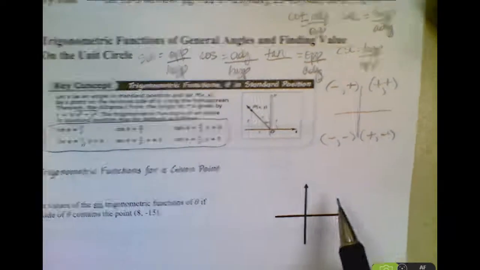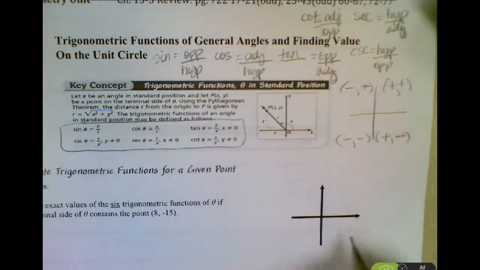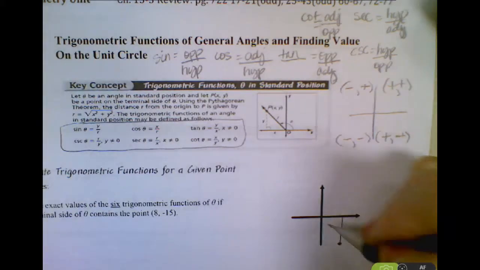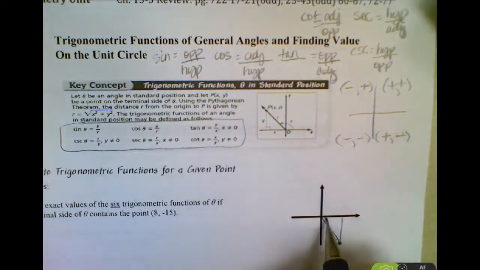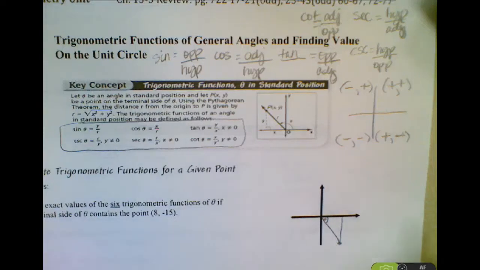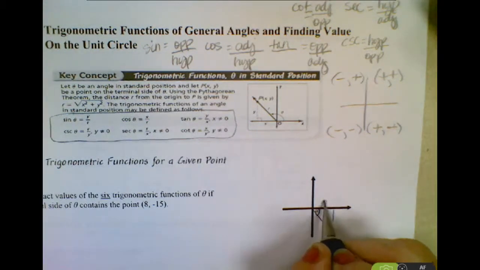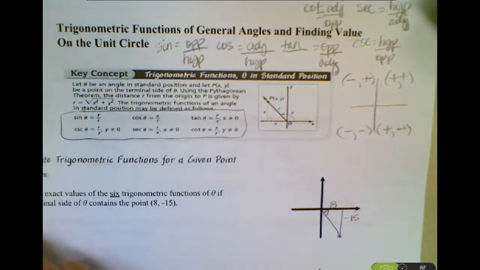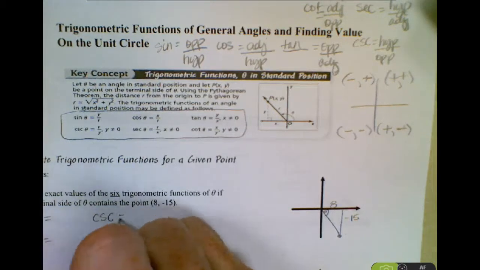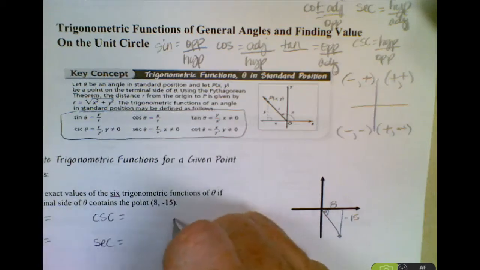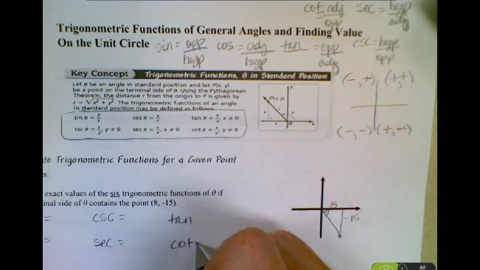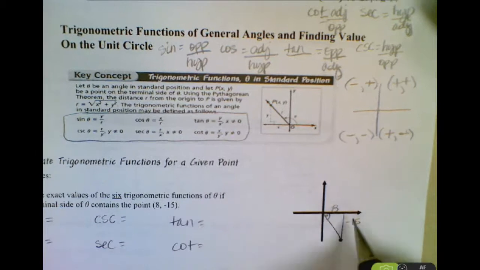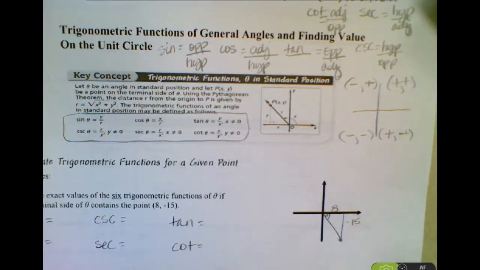Okay, so if I were to sketch out the point (8, -15), it would be down in this quadrant here. If I went over 8 and down 15 and made a triangle of that, this would be my theta, the angle that's created there. So this would be 8, this would be negative 15. And we need to find our sine, cosine, cosecant, secant, tangent, and cotangent. First of all, we need to figure out our hypotenuse, because we're going to need that in every single equation.